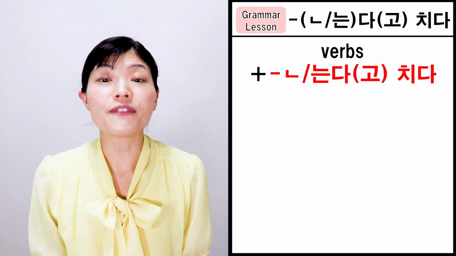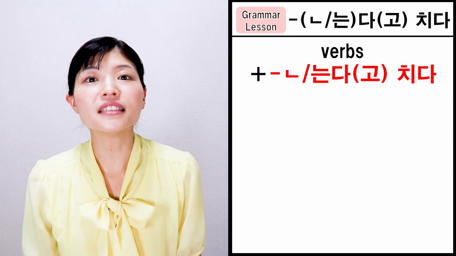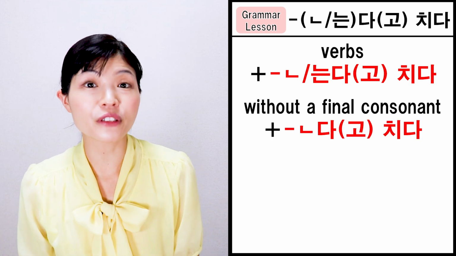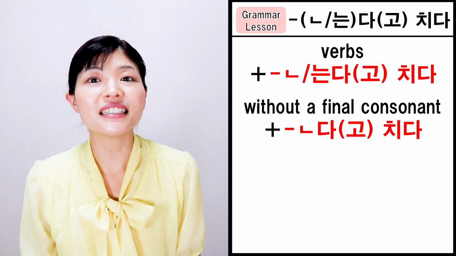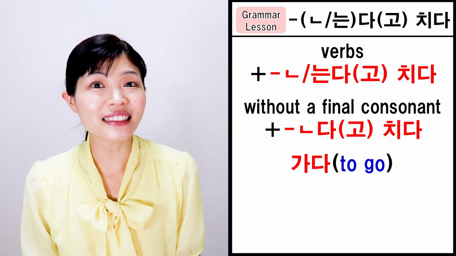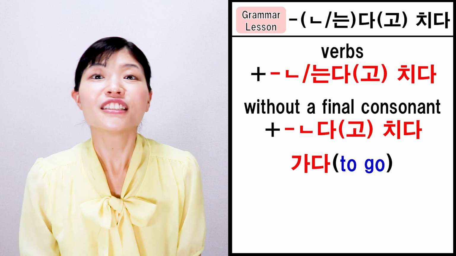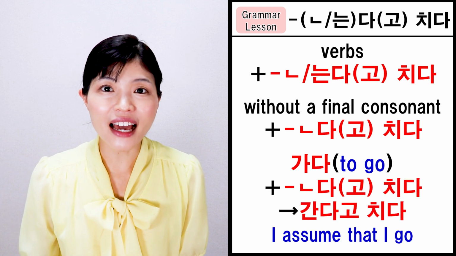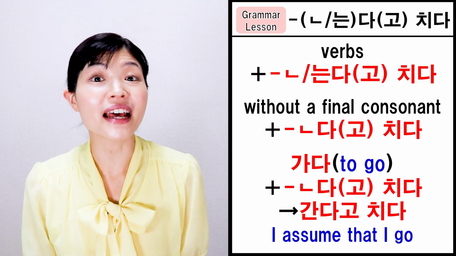About the usage for verbs, you attach ㄴ/는다고 치다. If a verb stem does not have a final consonant, you attach ㄴ다고 치다. For example, 가다 to go does not have a final consonant, so you attach ㄴ다고 치다 to make 간다고 치다, I assume that I go.